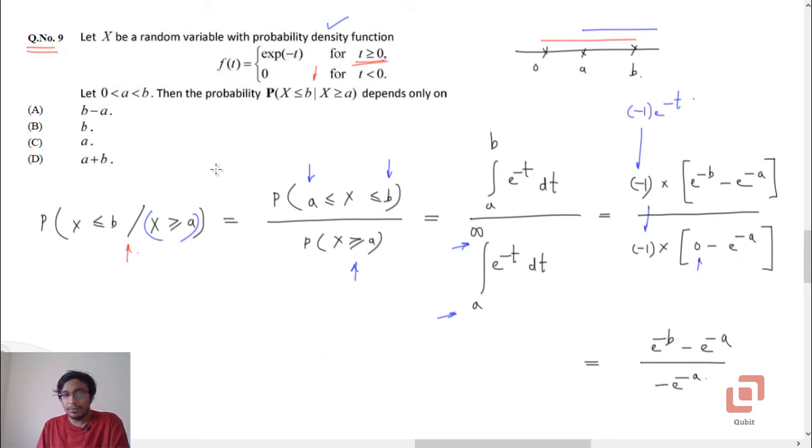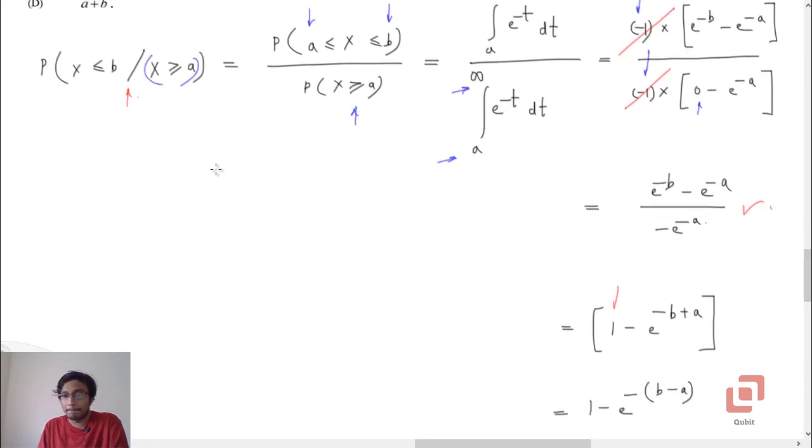Now you can cancel the minus sign, you will end up getting this. Okay, now first you divide negative e to the power minus a by negative e to the power minus a, so that you get 1. Okay, then this negative sign will stay, and then this negative a, when it goes to the numerator, will become positive. Okay, so it will be e to the power minus b plus a. Take a minus sign common, so it will be b minus a.